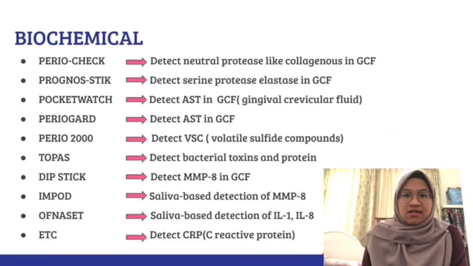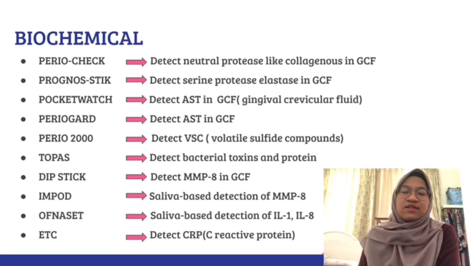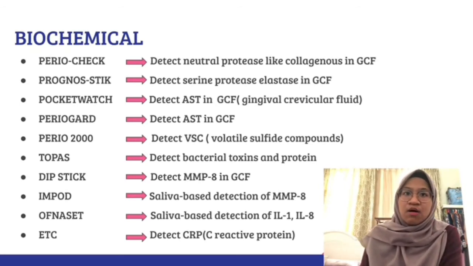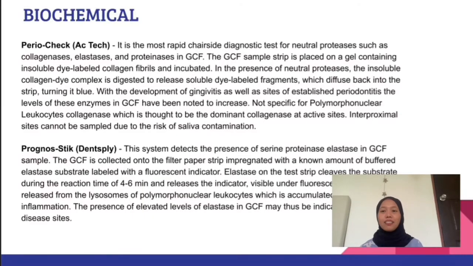Here is a list of examples of biochemical test kits that are available in the market and aid in the diagnosis of periodontal disease. We have PerioCheck, Prognostic, Pocket Wash, PerioGuard, Perio 2000, Topaz, Dipstick, Import of Nazri, and etc. Alright, we start with PerioCheck. PerioCheck is the most rapid chairside diagnostic for neutral proteases such as collagenases, proteinases, and elastases in GCF.